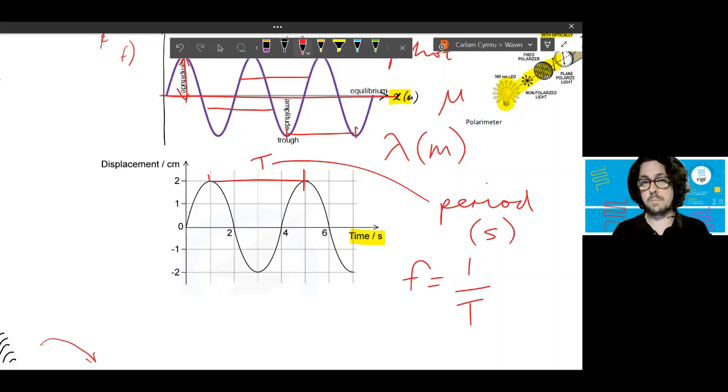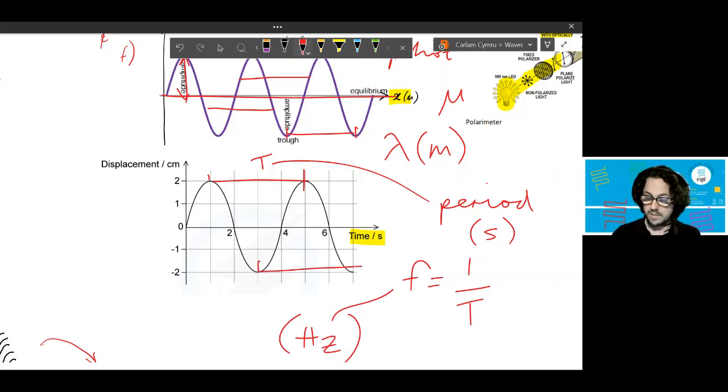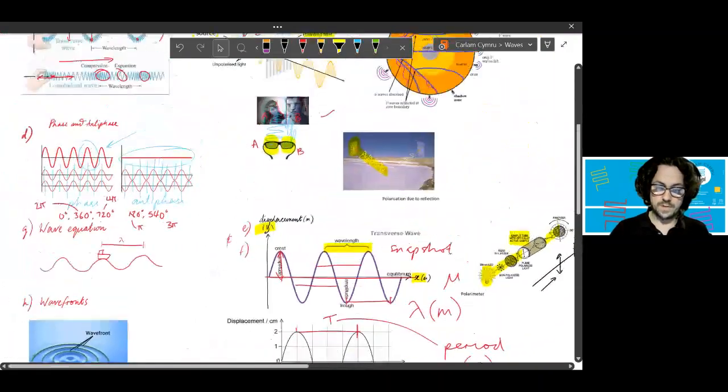Frequency being the number of cycles per second, which is measured in hertz. And similarly, this would also be the time period. Okay, this would also be the time period T. So two similar diagrams, but actually telling you different things. Right, let's go back up here and see how far Mr. Ridd got.